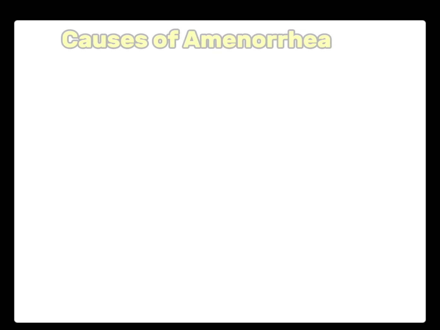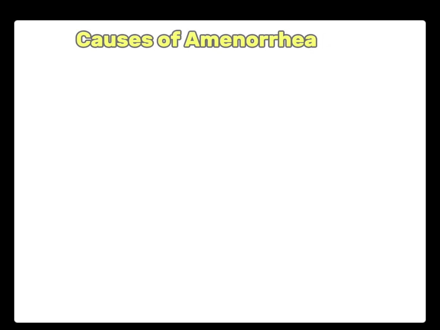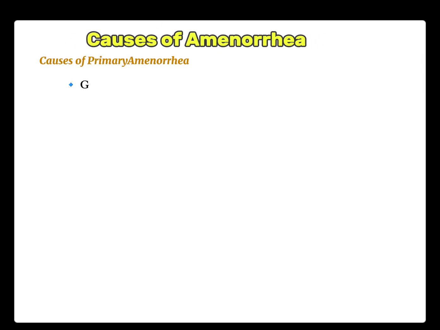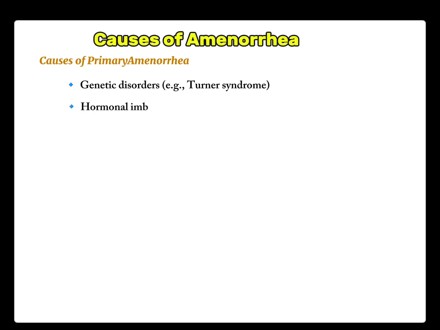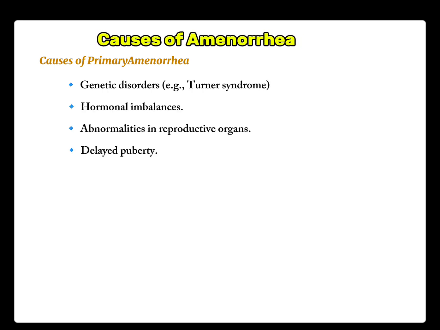Causes of amenorrhea. Now, let's look at the causes. Causes of primary amenorrhea: genetic disorders, e.g., Turner syndrome; hormonal imbalances; abnormalities in reproductive organs; delayed puberty.